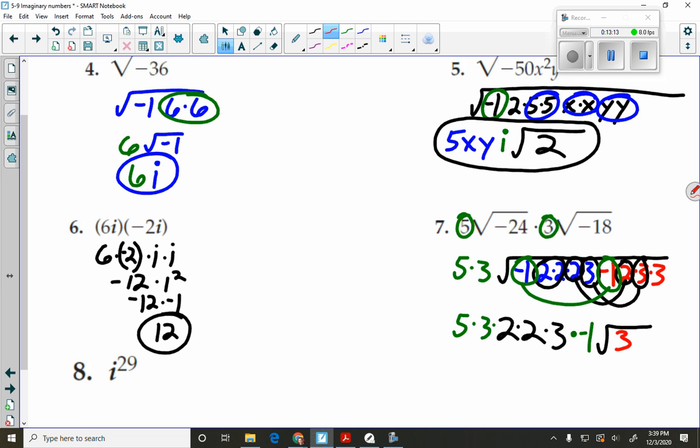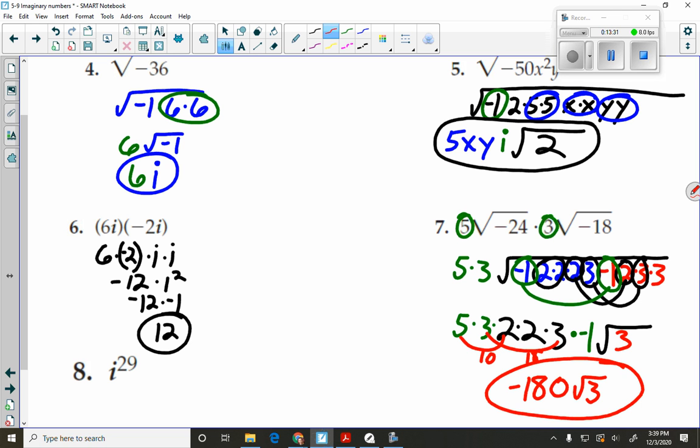That means we multiply all of this together. And so we end up with, let's see, that makes a 10. 9 times 2 is 18. That's a negative 180 square root of 3. Can you believe that? Again, show me these steps. It's writing all this stuff down that keeps track. That's what I'm looking for.